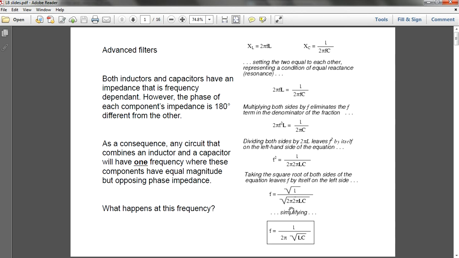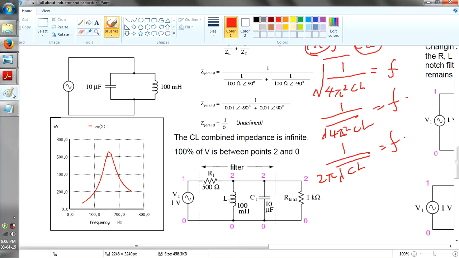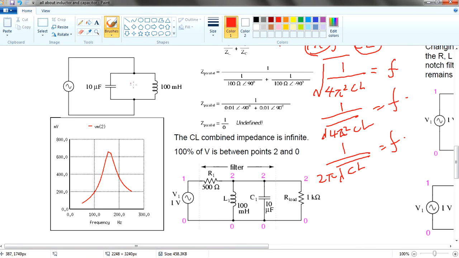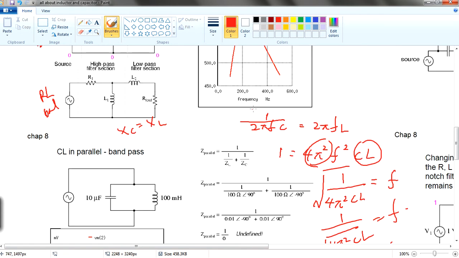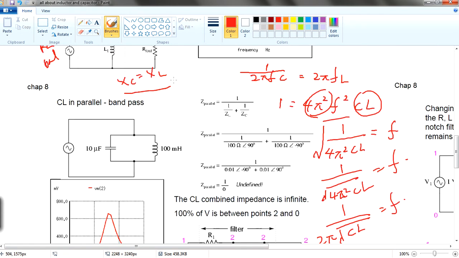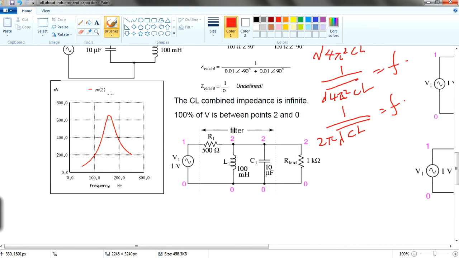The equation is over here. So this is the equation for the advanced filter, in the sense that they are connected in parallel. With this said, after thinking a long time, in this scenario XC equals XL, and this reflects this point over here.